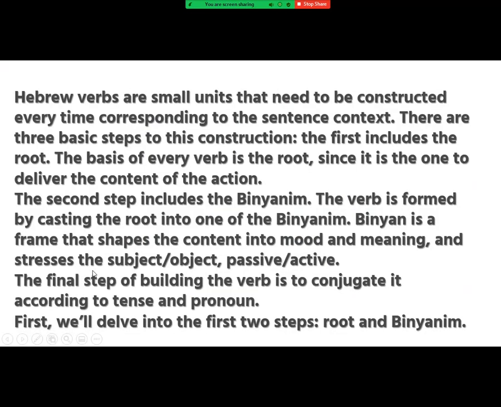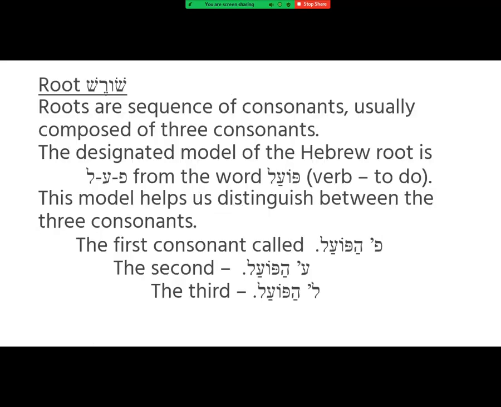So Hebrew verbs are small units that are constructed every time you want to figure out what something is, and the basis of every verb is the root. The second step, after we just showed you what the roots were, the 3 letters anyway, is to include the binyanim, and this is casting the root in one of the binyanim. Okay, let's delve into what those are.